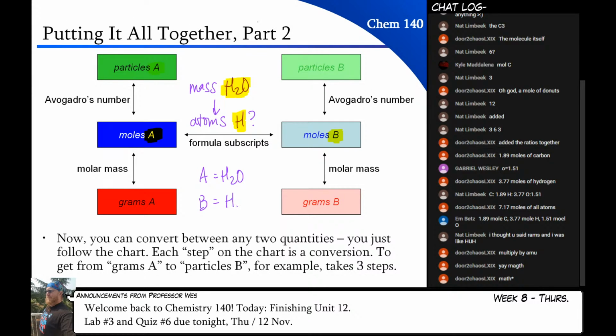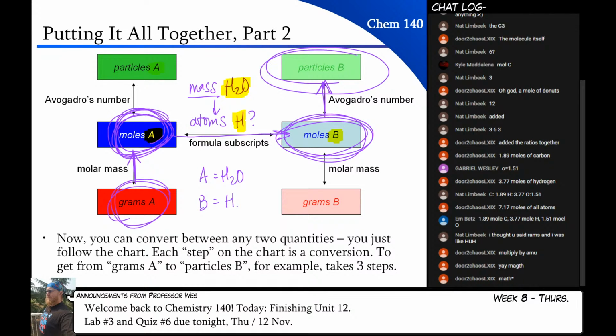Now to solve this problem, since I gave you a mass, what our strategy would be, okay, here's where I start. I have a mass of water. I'm going to turn that into moles of water. Once I know moles of water, I can then turn that into moles of hydrogen. And then finally, I can figure out how many atoms of hydrogen are in the sample.